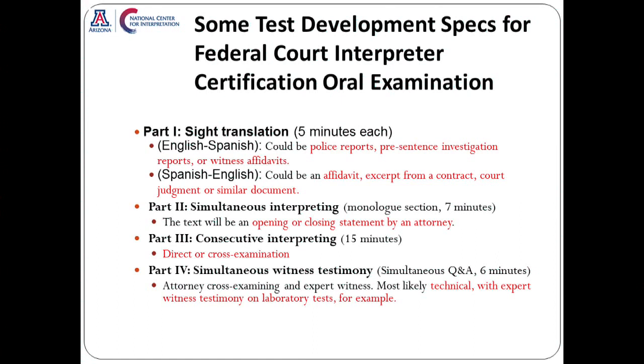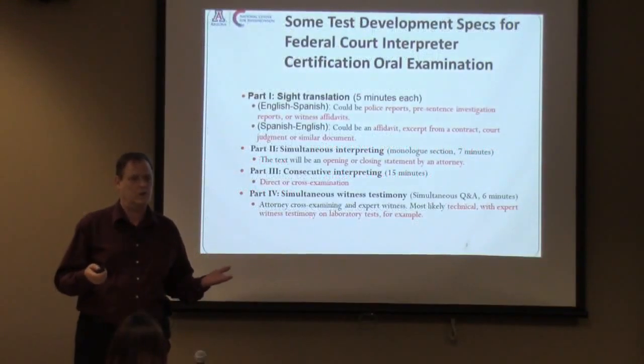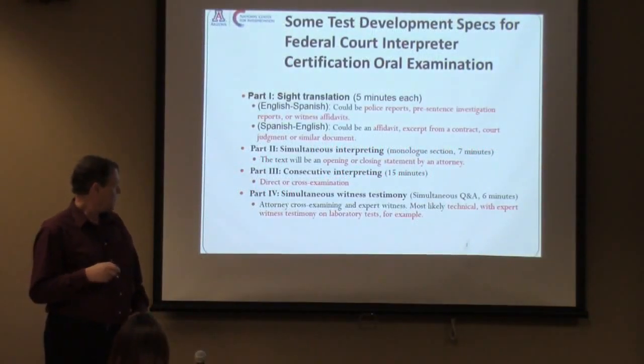This section on the federal test, simultaneous witness testimony, is specific to the federal test, so you won't find this on the state test. But when you look at the candidate manuals, you'll see these differences. So the federal oral exam is a little bit longer because it has this difficult section, which is recorded at 160 words a minute. And it's usually an attorney examining an expert witness of some type. So it could be a Treasury agent, it could be a fingerprint specialist, it could be something to do with DNA. And so those are the kind of topics that you'll see on there.